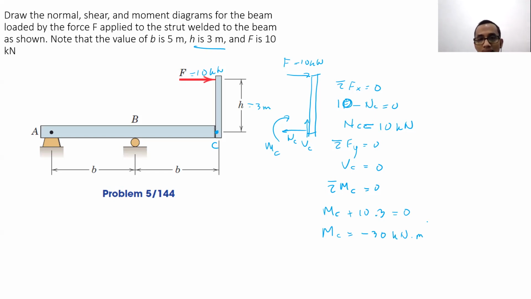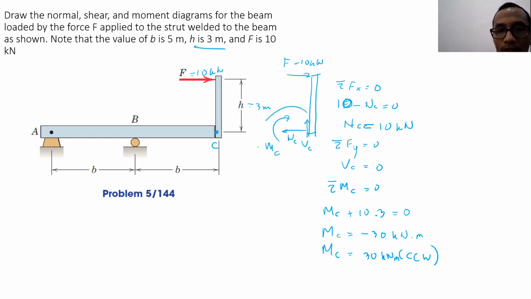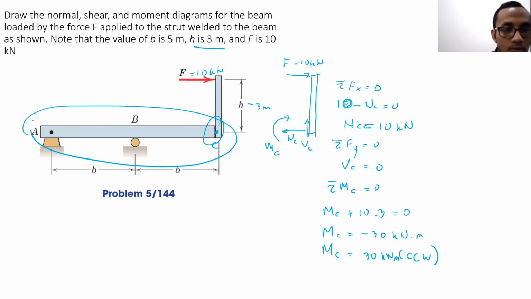Minus there means that the actual moment is supposed to be counterclockwise instead. So MC will be 30 kilonewton meter counterclockwise. Then the next one, after we find out all of these three values, the next thing that we're supposed to do is to put it at the beam here. So now our beam becomes like this.